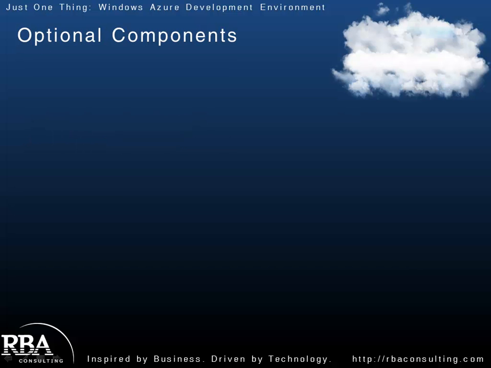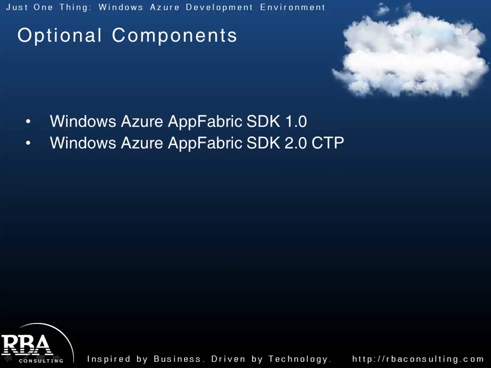However, there are some additional optional components you can install as well if you want to take advantage of other features of the platform. First, you have Windows Azure App Fabric. This SDK doesn't get installed as part of the Windows Azure SDK. It's a separate one, and there are two versions. 1.0 is the production version, so what's running in production now in the cloud, you can install that SDK. If you want to experiment with some of the new features of what they're working on in the lab environment, you can install the 2.0 version of the SDK that's currently in CTP.